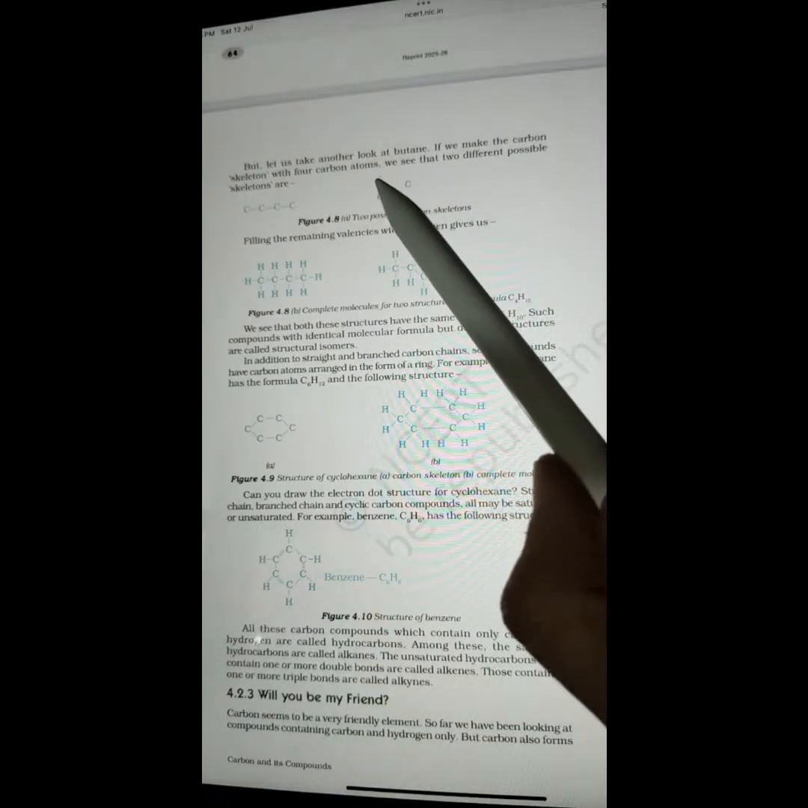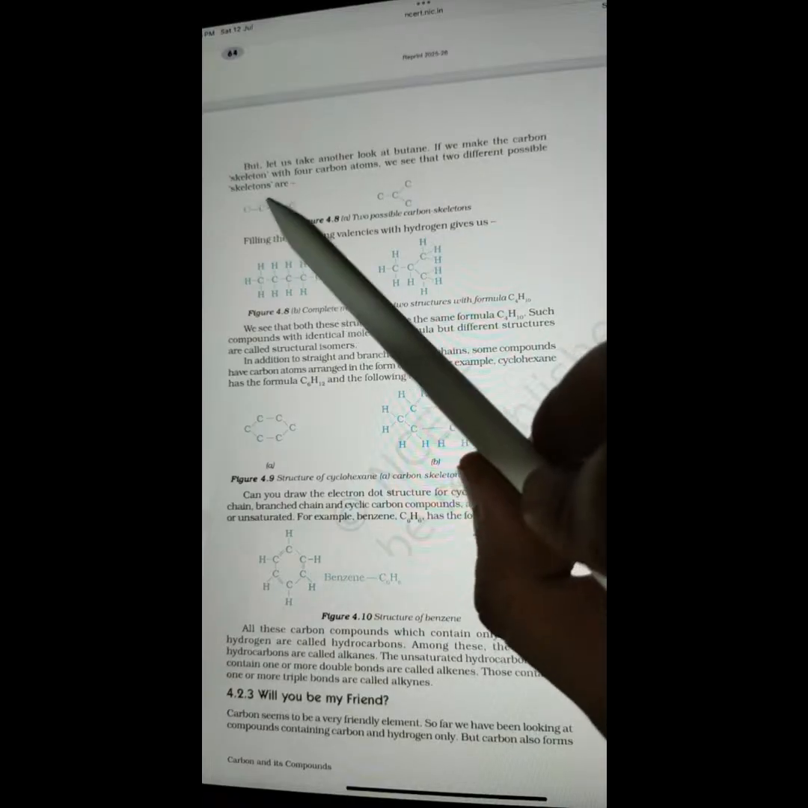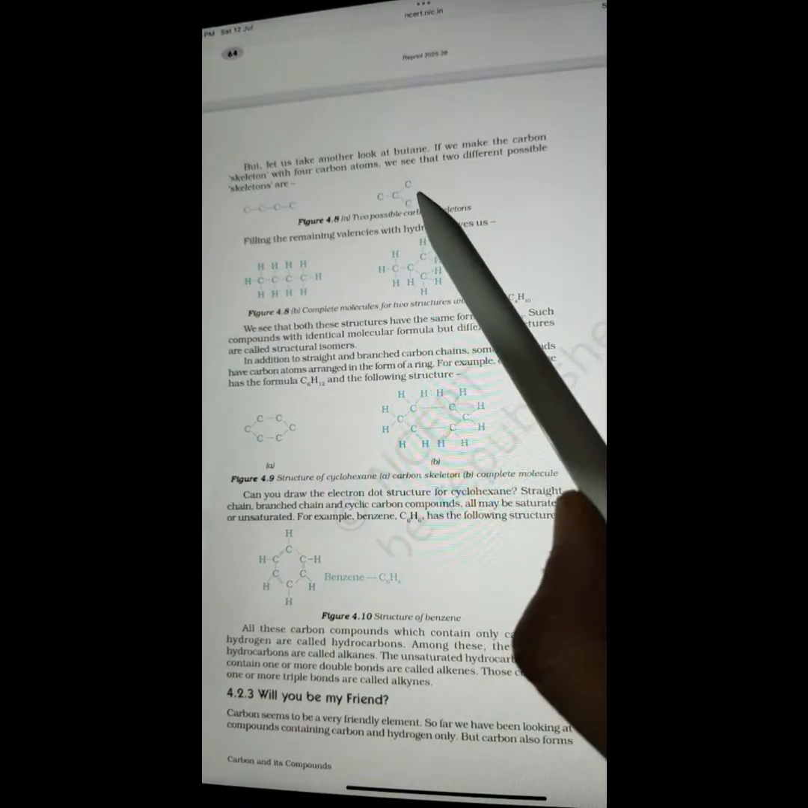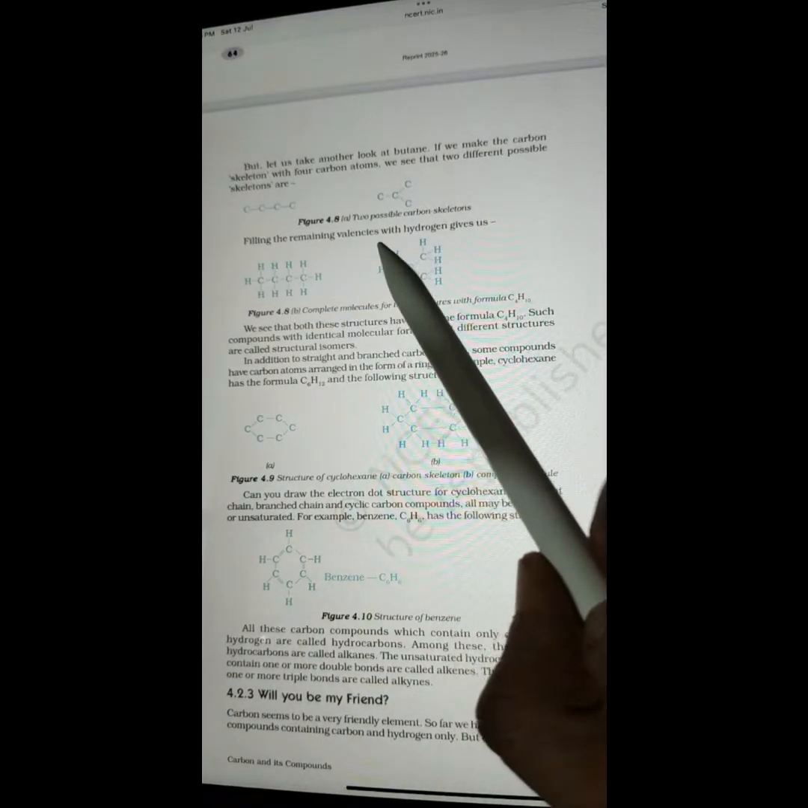But let us take another look at butane. If we make the carbon skeleton with four carbon atoms, we see that two different possible skeletons are there. One is the straight one, this is the branched one, filling the remaining valencies with hydrogen.